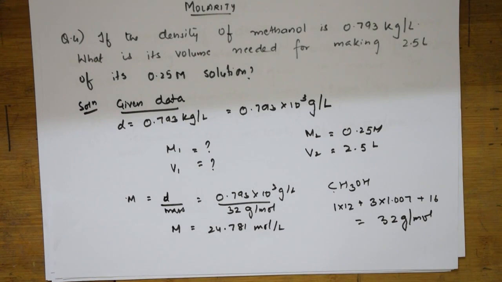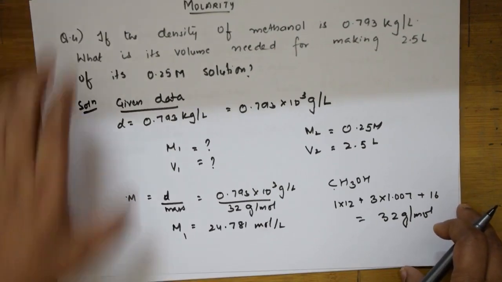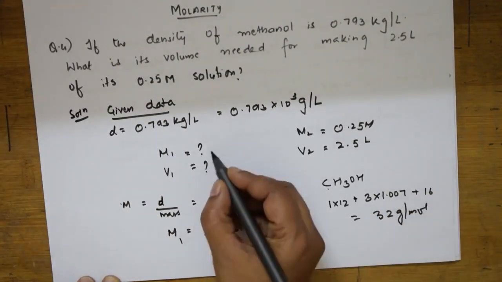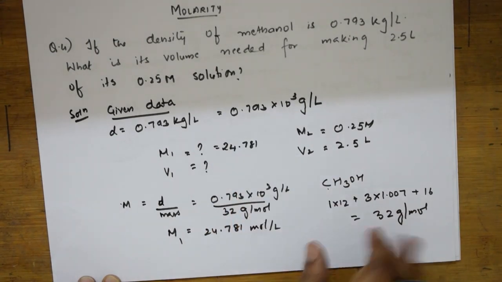Okay, this is over. Now what did I get in this? Here I have got M1. Now substitute this M1 here in this case. So how much is M1? M1 is equal to 24.781. Okay, now you can do it, isn't it?